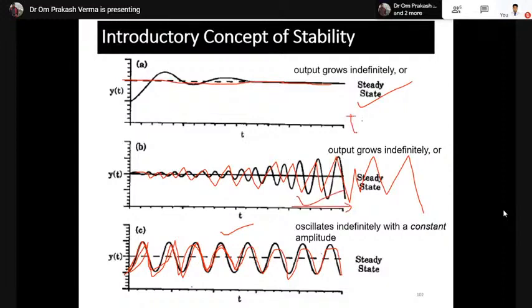So our definition becomes: as t tends to infinity, the response should diminish. If the response totally diminishes, then the system is said to be stable. If it is not like that, then the system is called unstable.